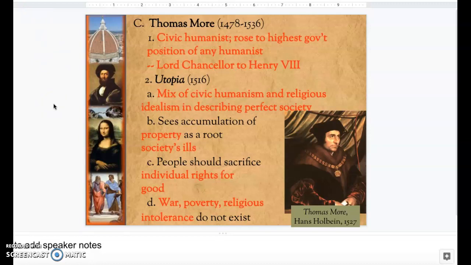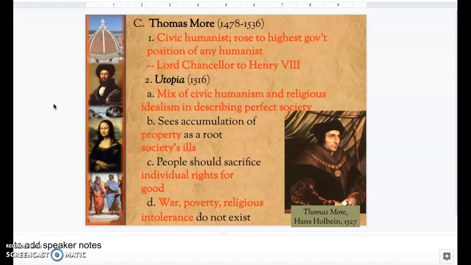So in More's work, Utopia, he is pointing out the accumulation of property as a root cause for society's ills. We know that a utopian society is based on communal ownership rather than private property, where everybody is going to share in what takes place. So what he's also saying is that society is not properly organized. So until the problems are addressed, people are going to suffer.